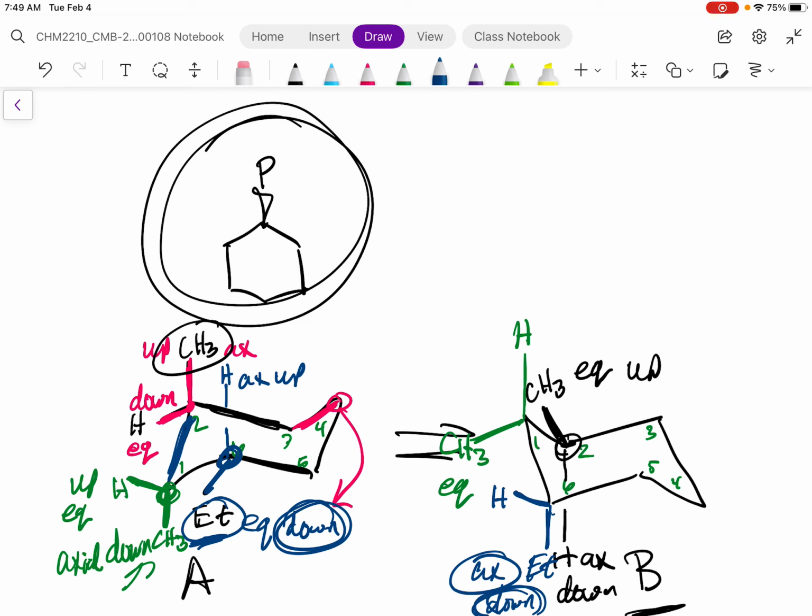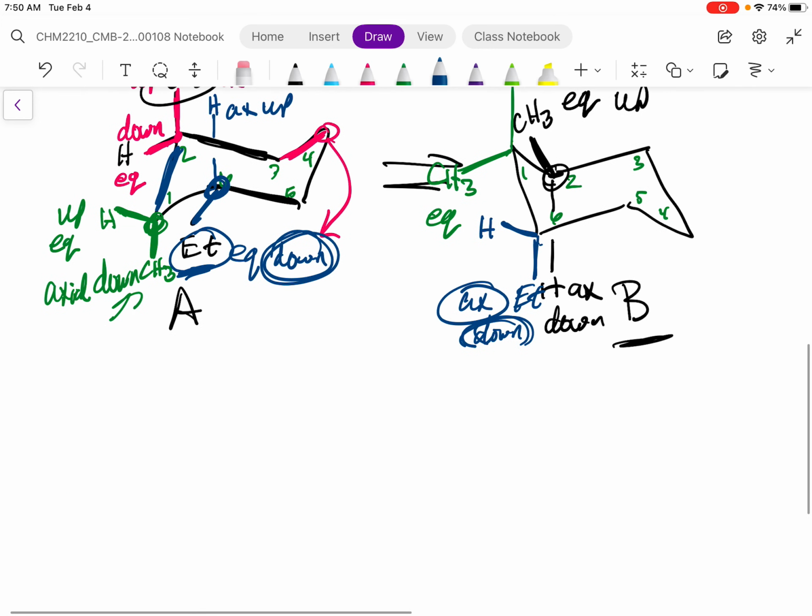Okay, so why is this so important? Because I'm going to need you guys to be able to interchange between the structures. If I draw the skeletal structure, I need you to convert it to a chair. And then if I give you a chair, I need you to convert that into a skeletal structure. Go back and forth. So let's practice a little bit on that.